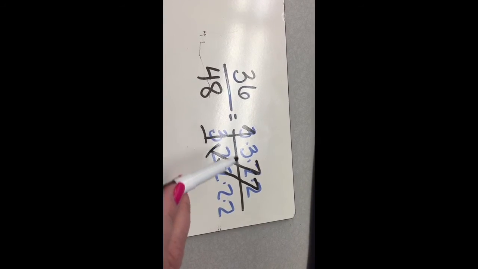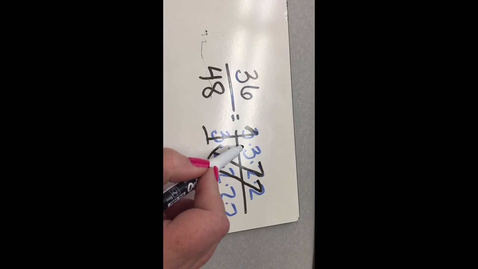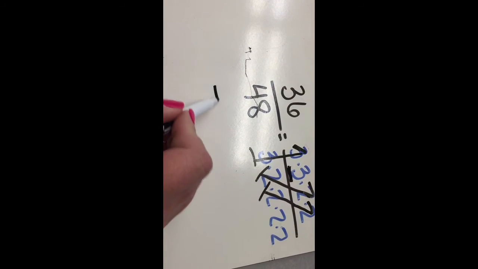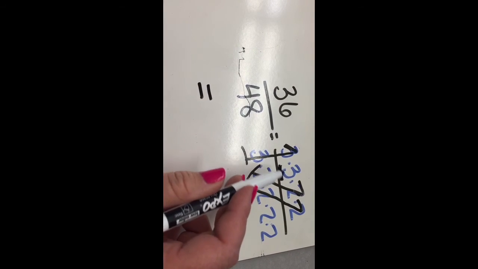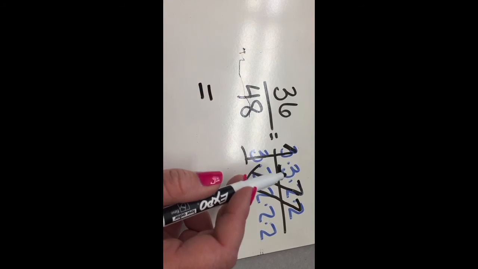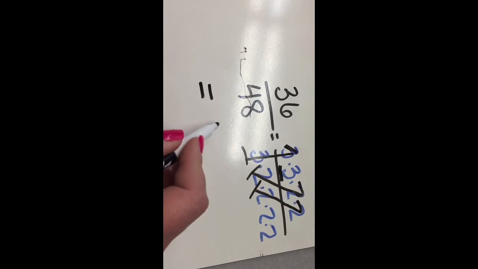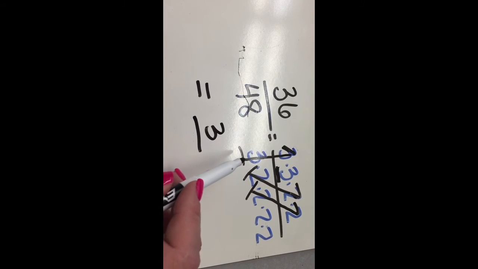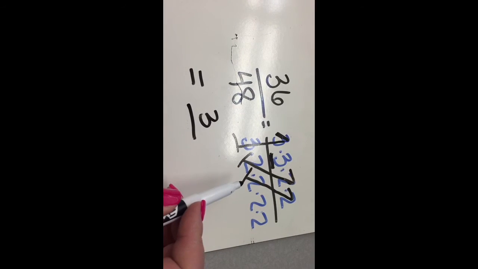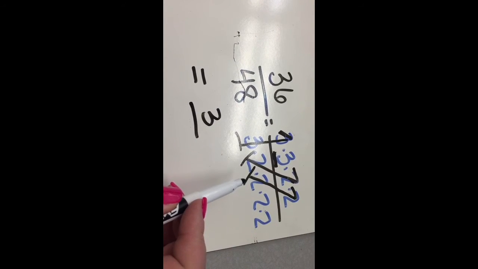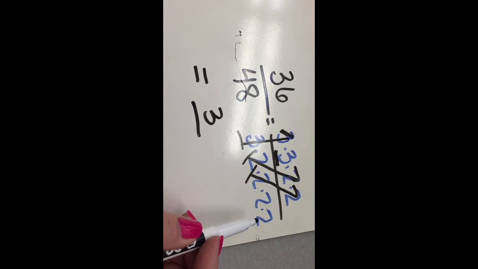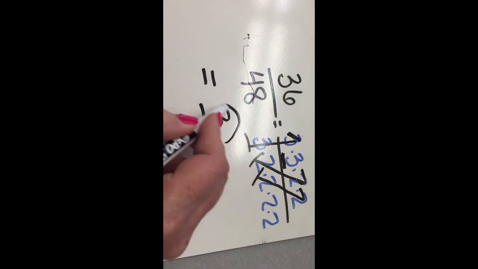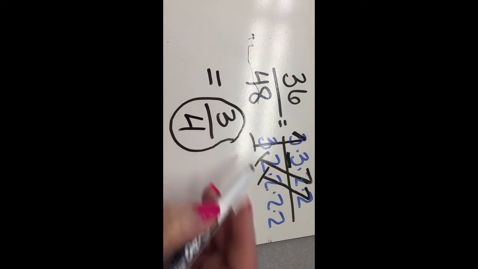Let's look across the top. The only number I have left is this 3 here. So on top I have 1 times 3 times 1 times 1, which will equal the number 3. Across in my denominator, I have 1 times 1 times 1, which is still the number 1, and then I have 2 times 2. 2 times 2 is 4. That is my simplified fraction.